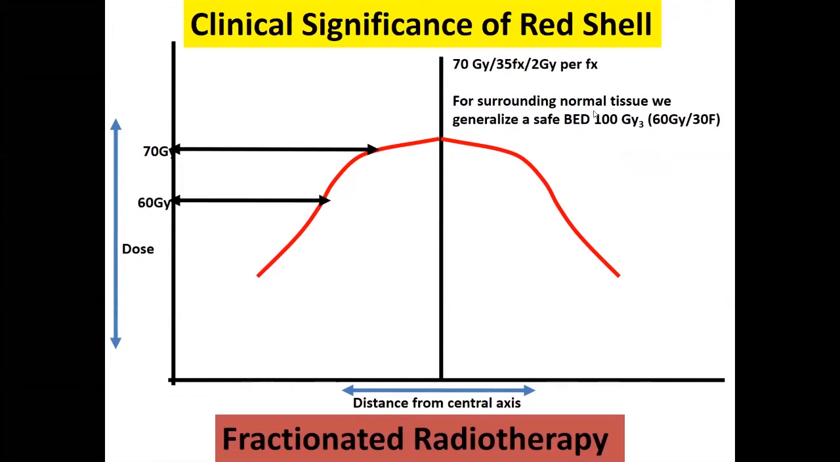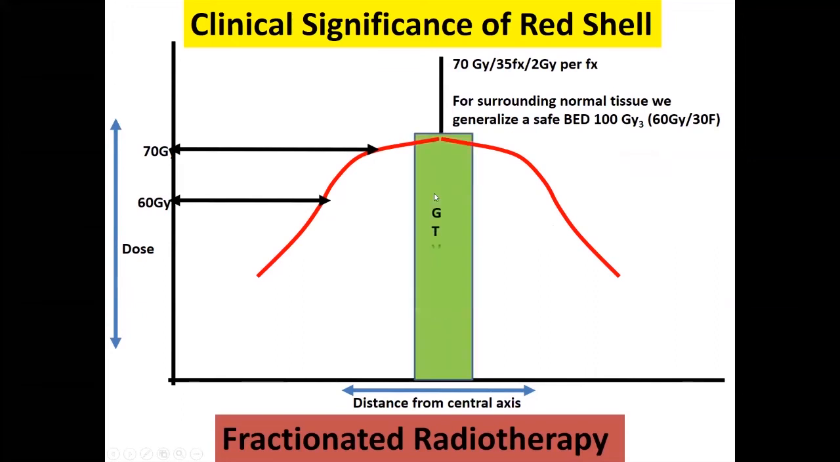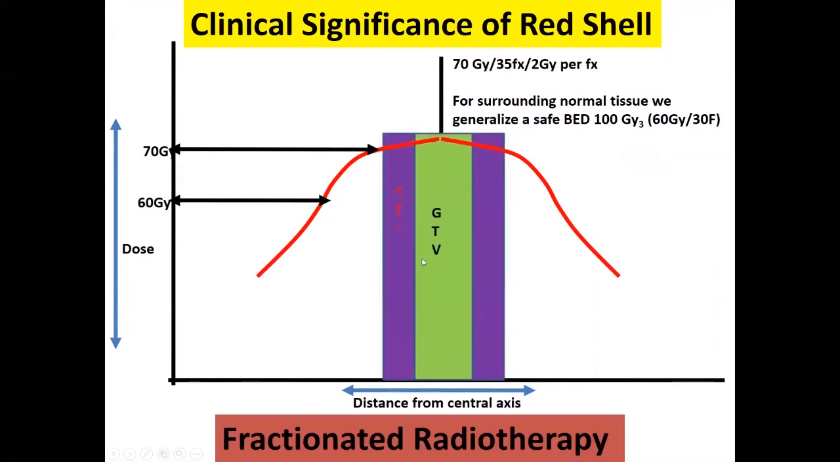For surrounding normal tissue, we generalize a safe biological effective dose of 100 gray for late effect. And this will be achieved in 60 gray in 30 fraction with 2 gray per fraction. Now, this is the cross section of the dose distribution. So what happens is that in the center you have GTV, around the GTV you have CTV, around the CTV you have PTV. And you can appreciate that in fractionated radiotherapy across PTV, the dose distribution is more or less homogeneous.